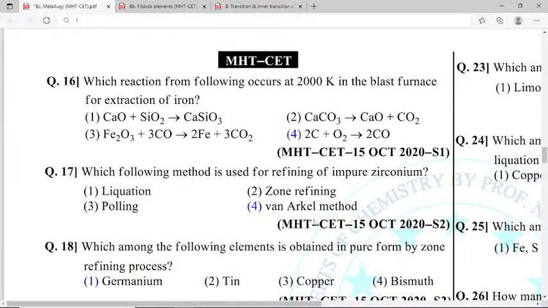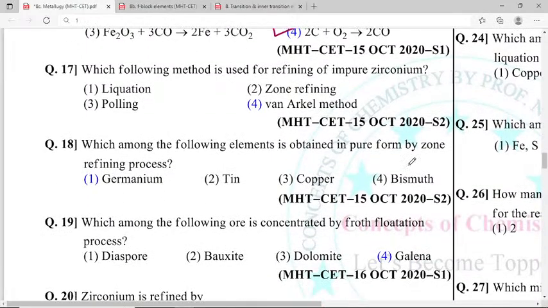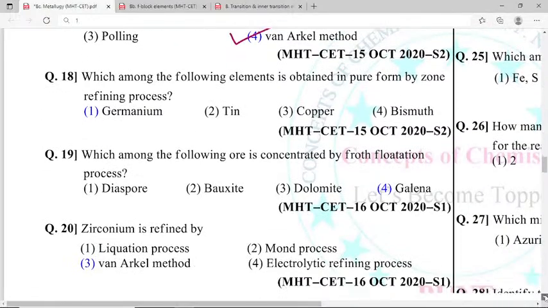Which reaction from the following occurs at 2000 Kelvin in blast furnace for extraction of iron? Carbon plus O2 gives carbon monoxide. Which of the following methods is used for refining of impure zirconium? Van Arkel method. Which among the following elements is obtained in pure form by zone refining process? Zone refining, germanium.